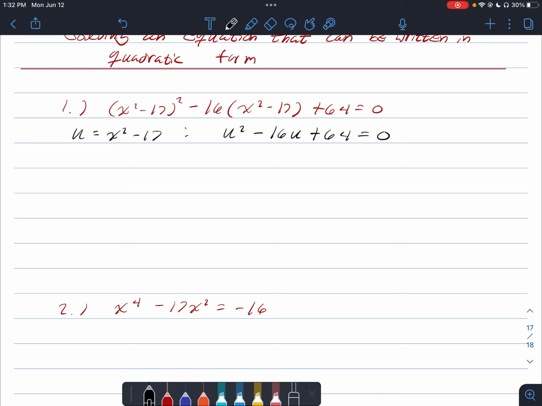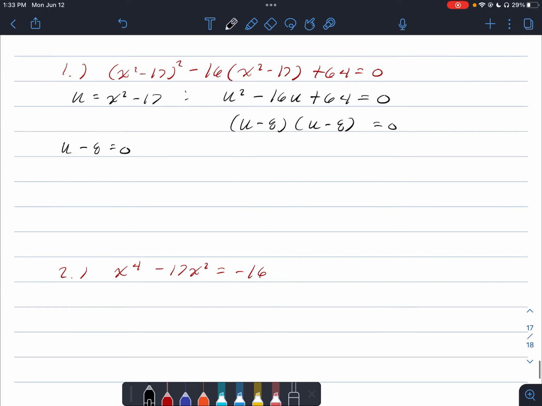So we have U squared minus 16U plus 64. We want to find two numbers that multiply together to give us 64 and add together to give us negative 16. Here I'm thinking negative 8 and negative 8. So this is actually going to be (U minus 8) times (U minus 8) is equal to 0. Let's just go ahead and set this equal to 0. We have U minus 8 equals 0.